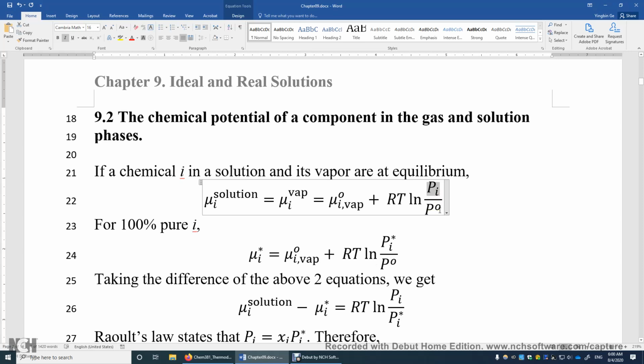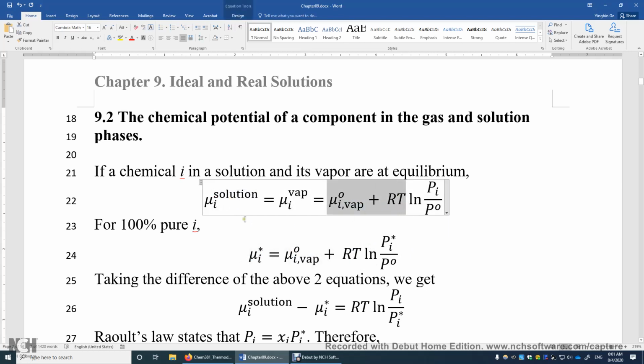In this case, for a pure I, 100% I, in the liquid phase, we have this notation, mu sub I, and this asterisk denotes pure. So the chemical potential of pure I is equal to a similar equation, except that we put an asterisk in the superscript to emphasize this is the vapor pressure of pure I. Now we have two similar equations. One is this, the other one is this, for I in the solution.